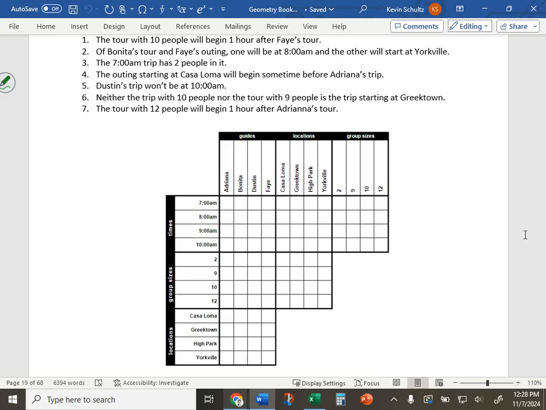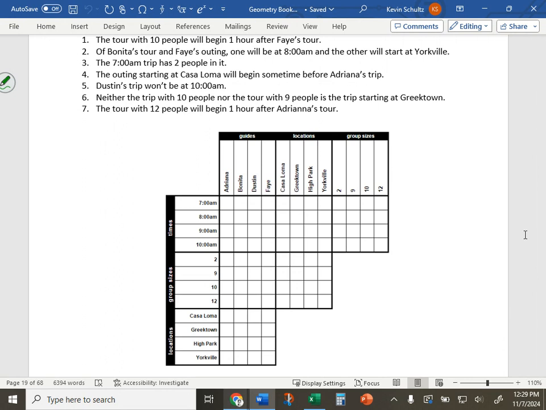So let's take the first clue. The tour with 10 people will begin 1 hour after Faye's tour. Remember, with these logic puzzles, they don't always give you an answer, but they give you things you can eliminate. What did we learn from clue number 1? What can we confirm, or what can we eliminate? Aiden? There were 10 people. No. Well, one group has 10 people, yes.